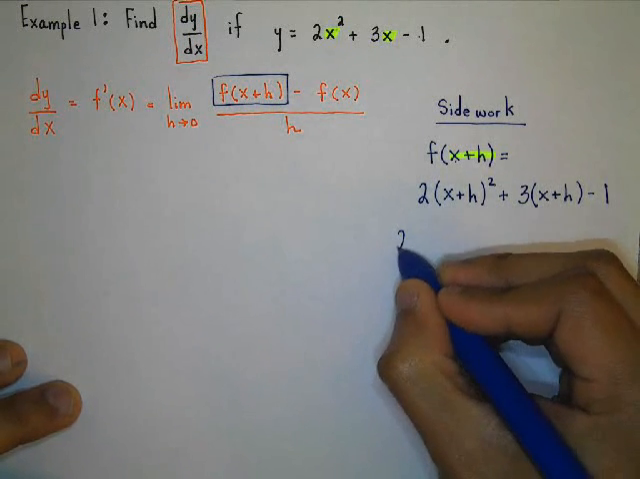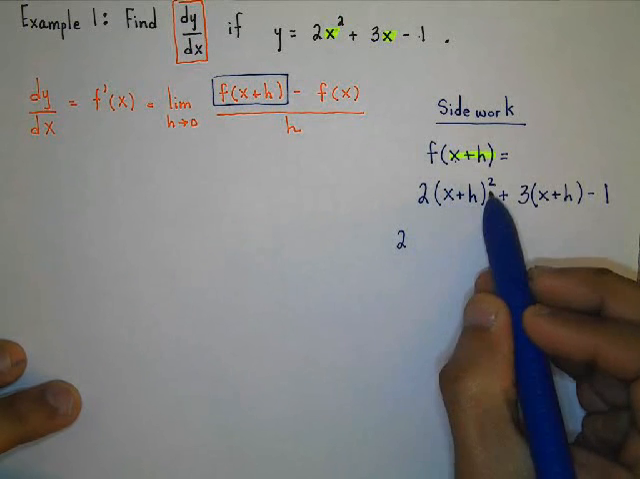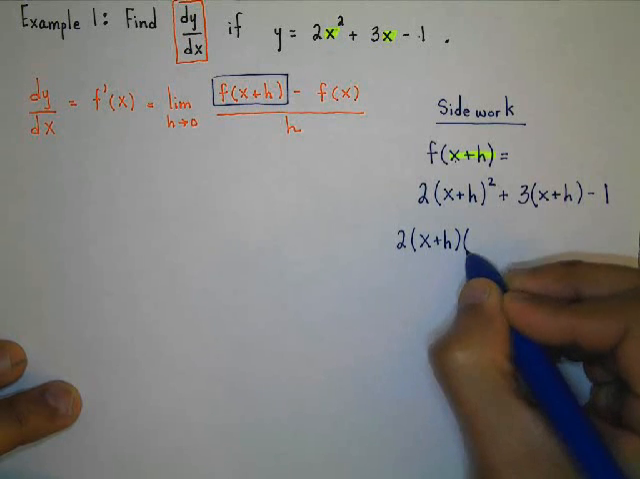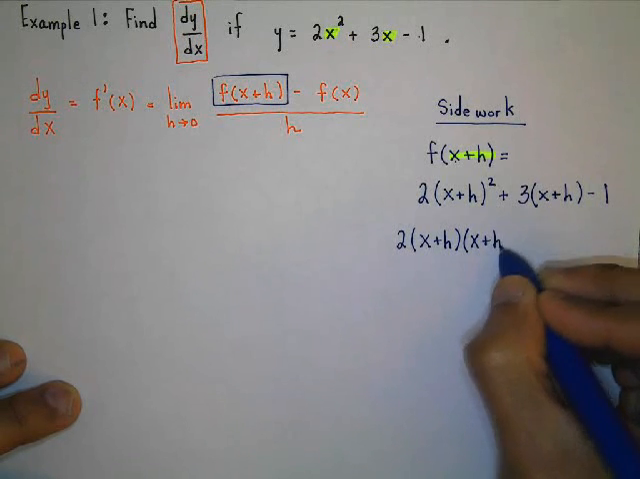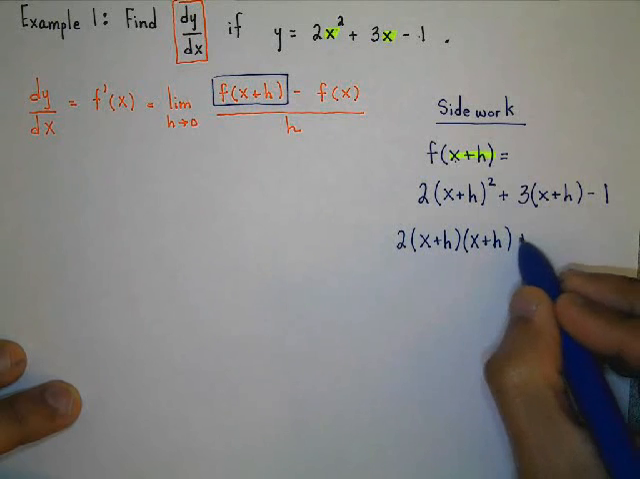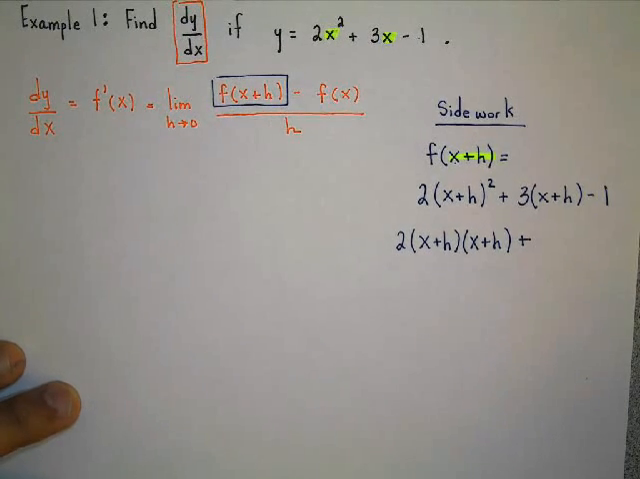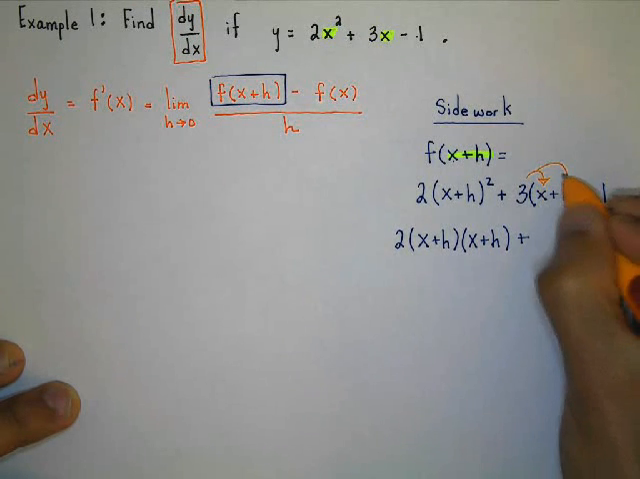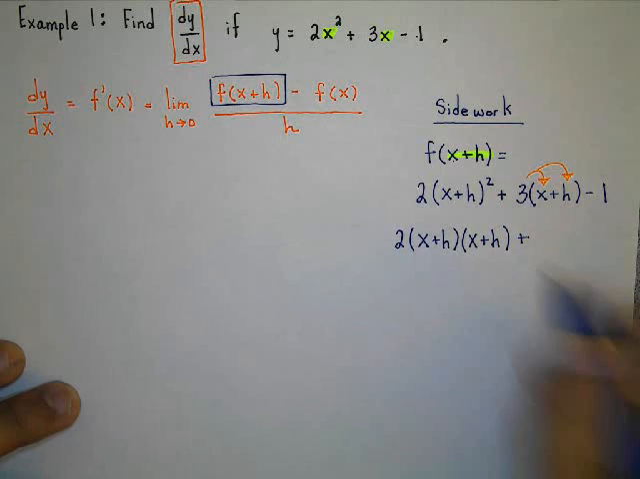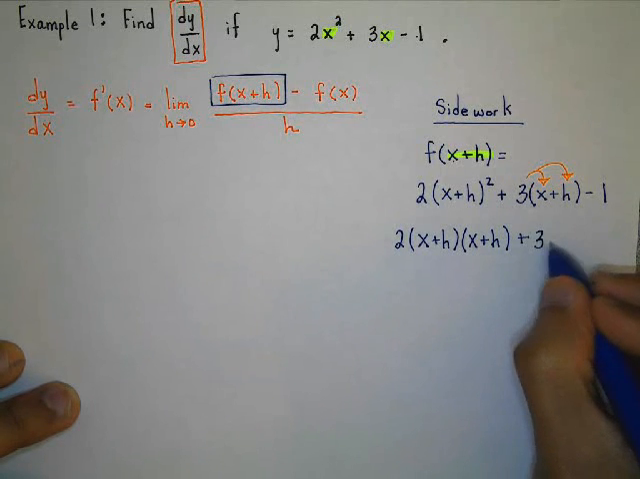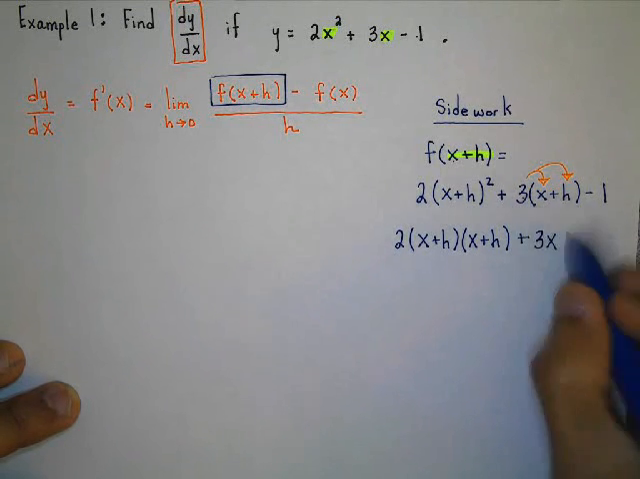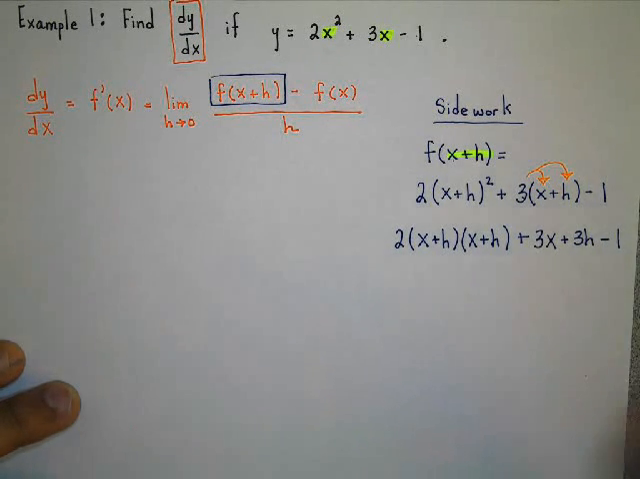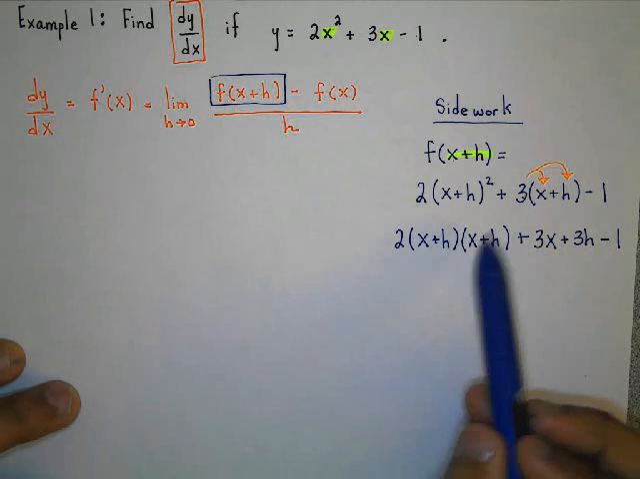So I'm going to drop down to 2, and I'm going to expand this. This is really x plus h squared, so that means that we're going to have x plus h times x plus h. Here we're going to have plus, and now I'm going to distribute this. So 3 times x and then 3 times h. So I'm going to take care of that already. So 3 times x gives us 3x, and 3 times h is positive 3h, and then I'm going to drop down minus 1.